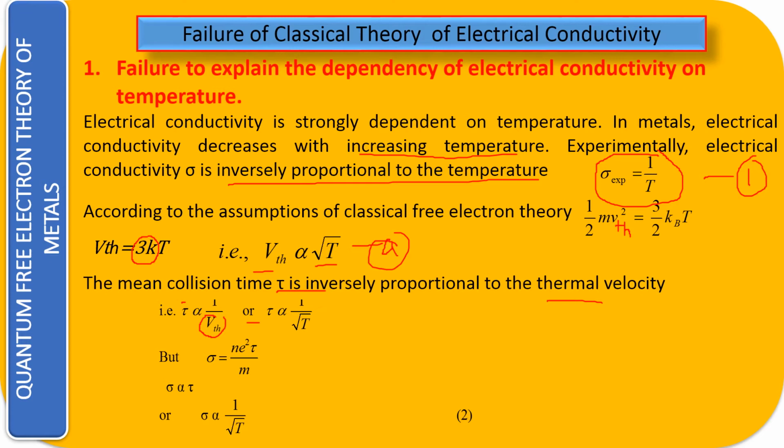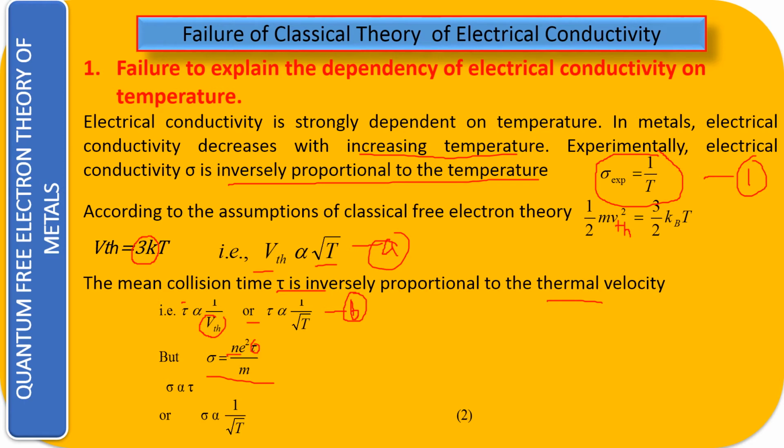Now according to the classical theory of conductivity, what we know is sigma is equal to n e squared tau by m, right, where tau is your mean collision time. Now tau value you have already calculated. Let us suppose this is your equation B. So in equation B you have already calculated the value of tau. So just substitute the value of tau. Rest all the things are constant.